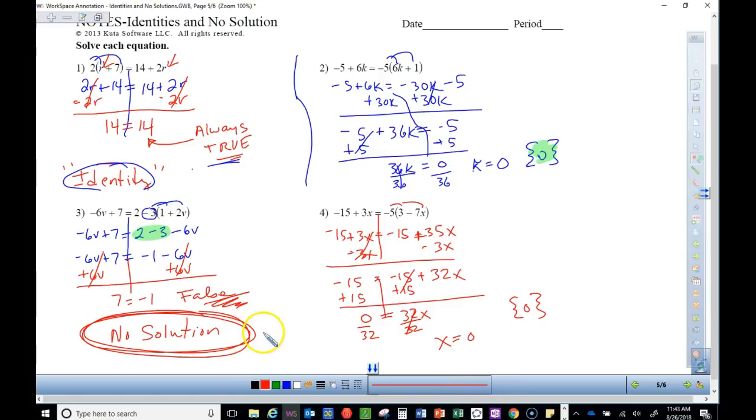So some people, once they learn no solution, then they always think if they don't get it or the answer is 0, they call it no solution. So notice the difference. This one still had a variable in it. This one did not.